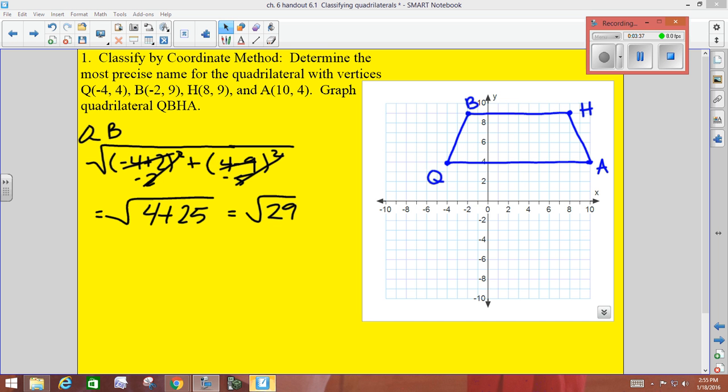What did you guys get for the length of AH? Yeah, right, Sam. Alyssa, what did you get? He didn't get it. He's a liar. You should get the square root of 29. If they're the same, then they got to be congruent. How else could you have figured that out?